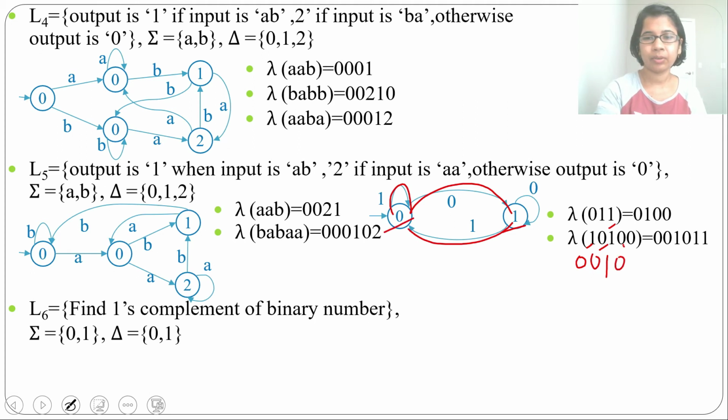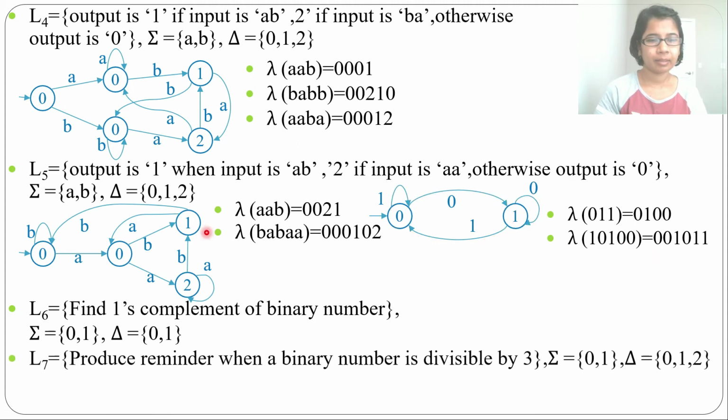Then for 0, it will go to this state and here output is 1. Then for another 0, it will be a self loop and output is 1. So we'll get 0, 0, 1, 0, 1, 1. You just skip the initial 0, you are getting the 1's complement.